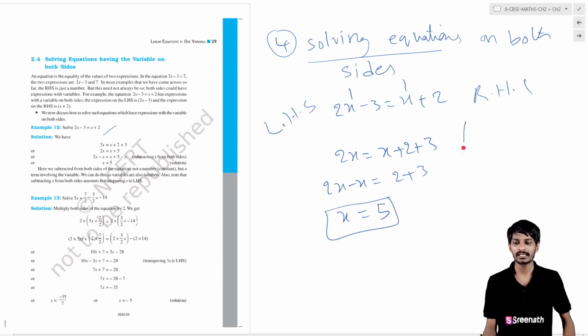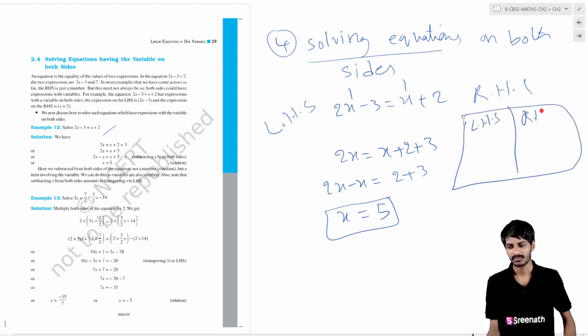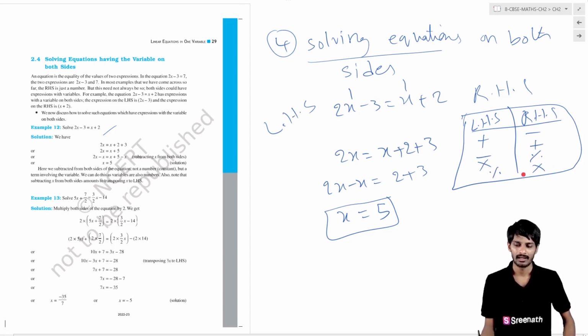I will tell you. Basically there is one thing you have to remember. If any number is being added, or has a positive sign on the left side, we can shift that number to the right hand side. But after shifting it to the right hand side, if it had plus, it must become minus, and if it had minus, it must become plus. If it is multiplying on the left side, then it must be divided on the right side. If it is dividing on the left side, then it must be multiplying on the right side.